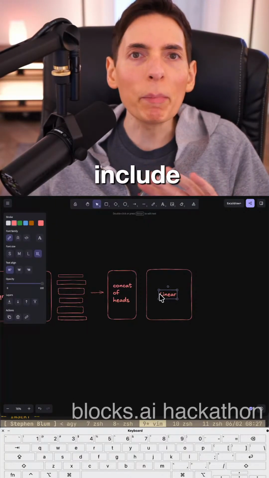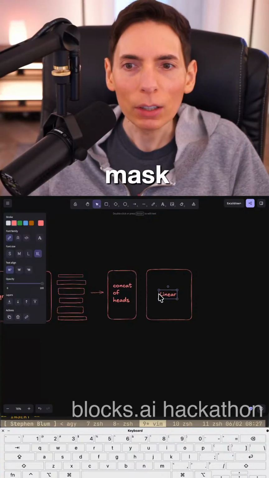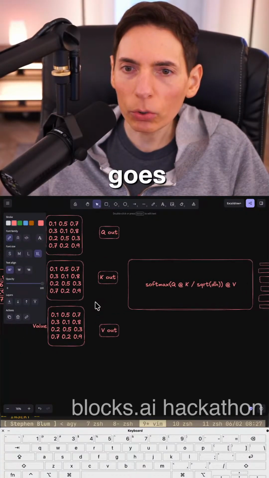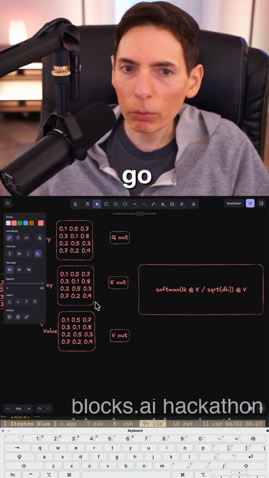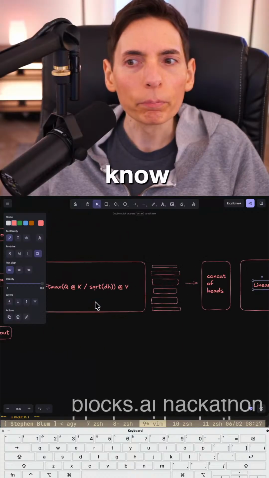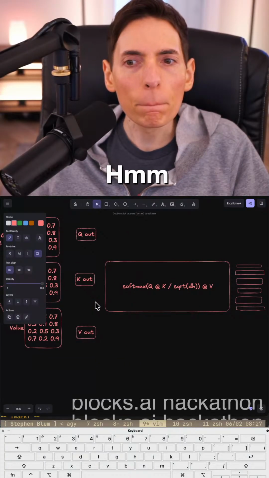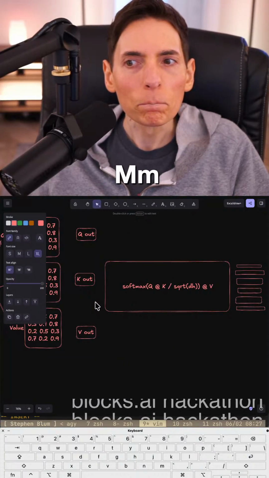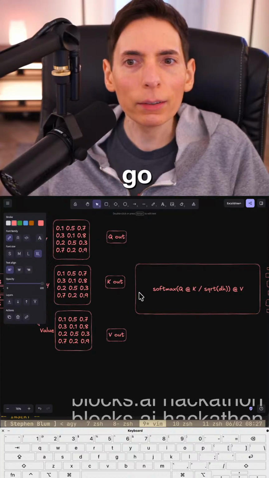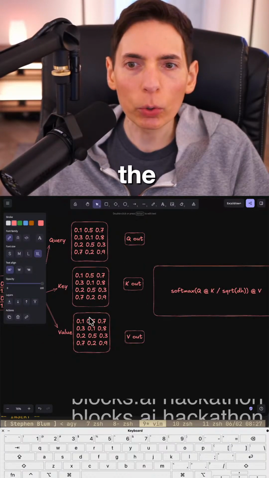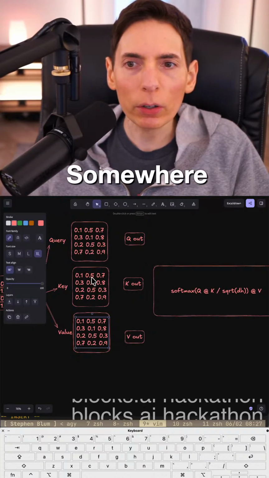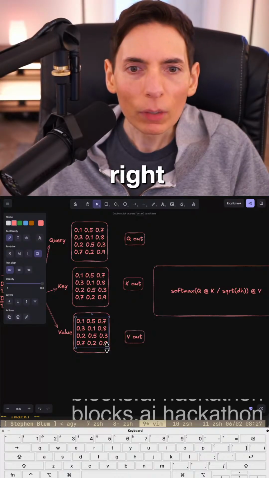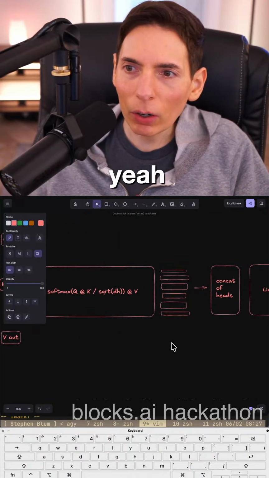Well, I didn't include the attention mask, and I don't know where that goes. Where does the attention mask go? Do you know? Does it go on the query, key and value? Somewhere along these lines, right? The feed forward layer as well. Yeah, all right, exactly.